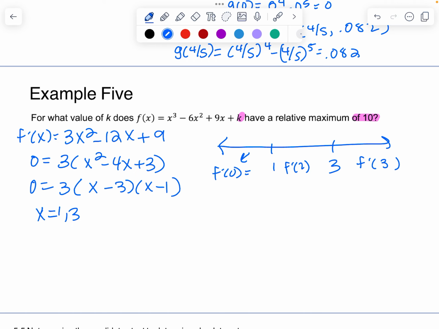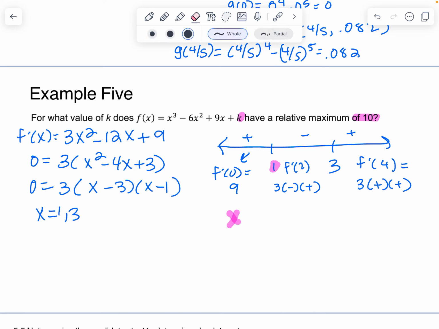So if I plug in 0, I should get out 9, which is a positive number. If I plug in 2, it'll be 3 times a negative number times a positive number, so this will be negative. And sorry, I can't plug in 3, I need to plug in 4. To the derivative, I should get 3 times a positive times a positive. So the relative maximum is occurring at 1 because that's where it switches from positive to negative. So I know that x equals 1 is a relative maximum.